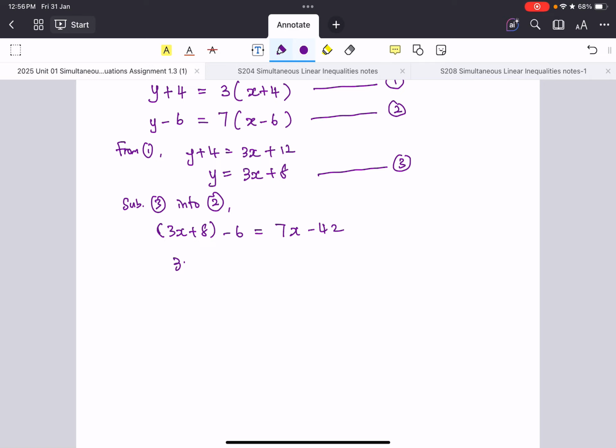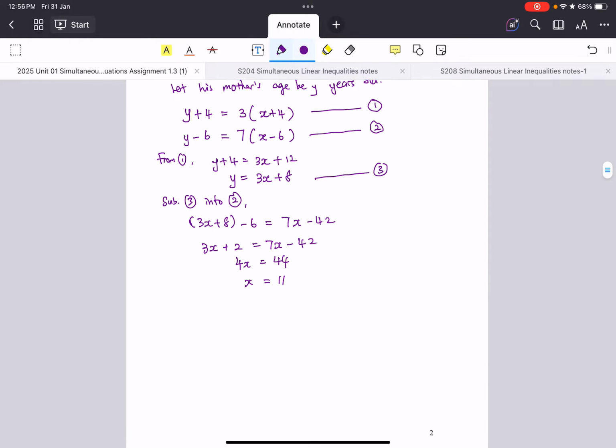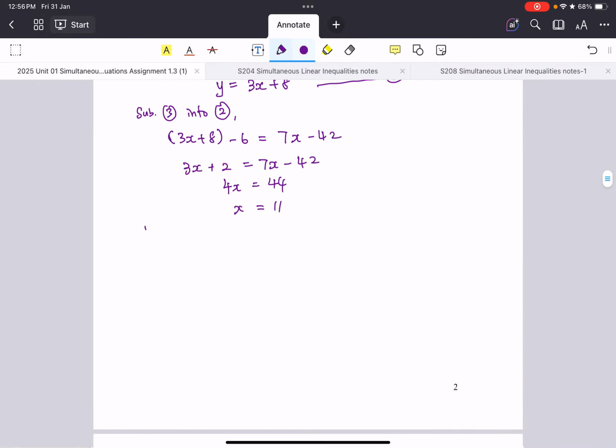Simplify this. 3X plus 2 equals to 7X minus 42. That means 4X is equals to 44. X is equals to 11. And that is our solution for part 1. So part 1, Imran's age is 11 years old.